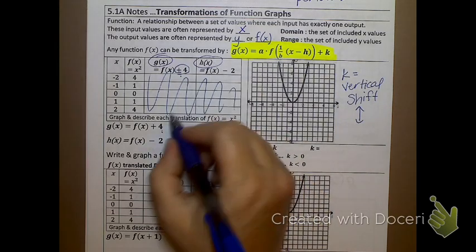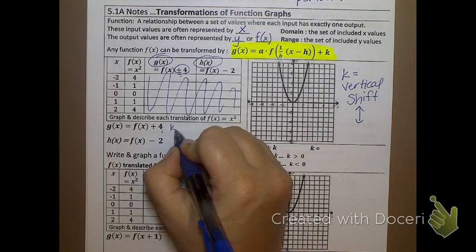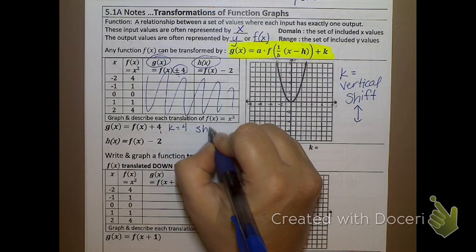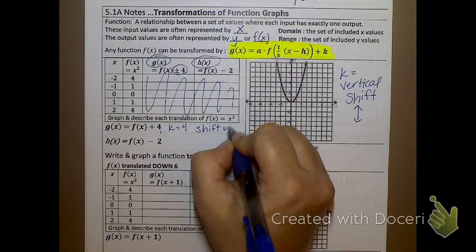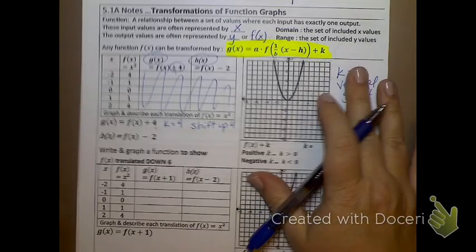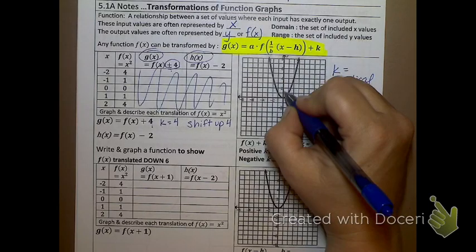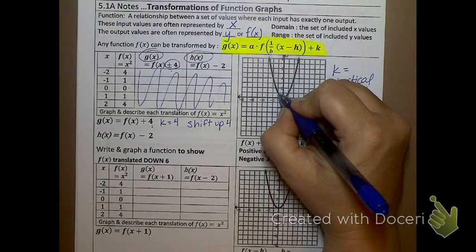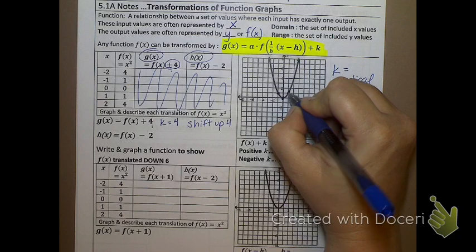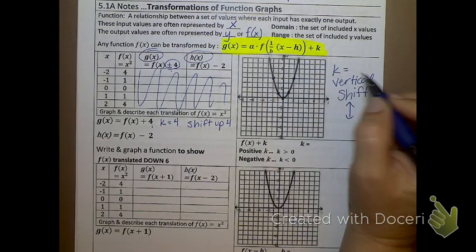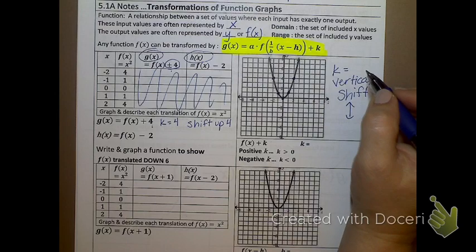So here we have a K value of 4, and that means we are going to shift how? Up 4. So I'm going to come over here. A parabola typically has 5 main points that we see on the graph. We have the vertex. It looks like we have 2 points here and here. Do you see where I'm getting those points from? They're right where the grid lines intersect and the graph passes through it, right?